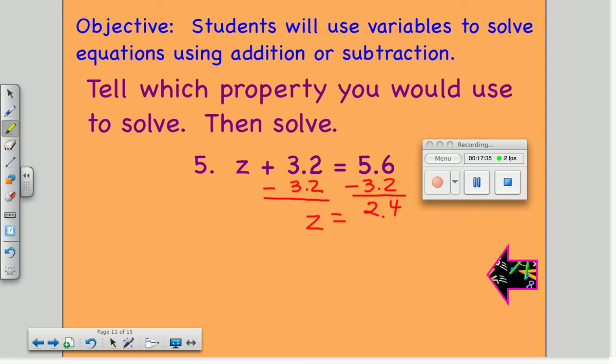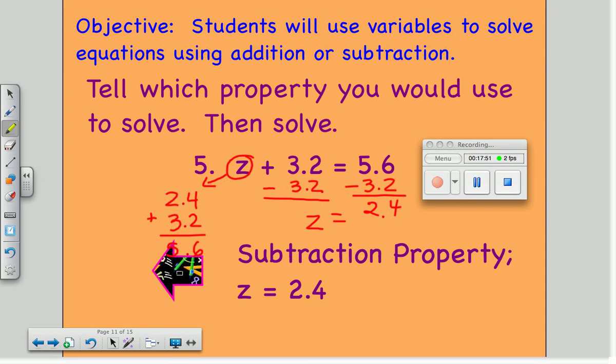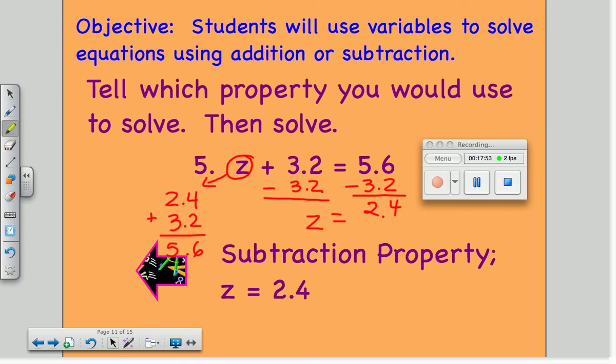And again, you use the subtraction property of equality. When we substitute z for 2 and 4/10, and we add 3 and 2/10, we should get 5 and 6/10. And we do. So that one checks. Again, it's subtraction property, and z equals 2 and 4/10.